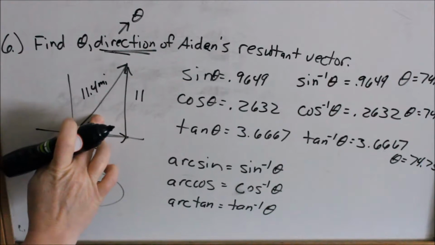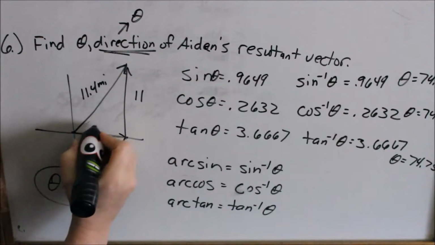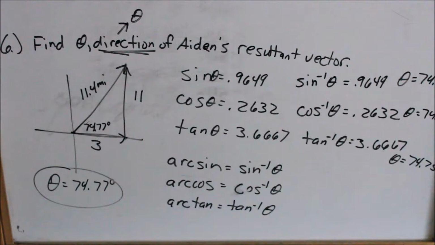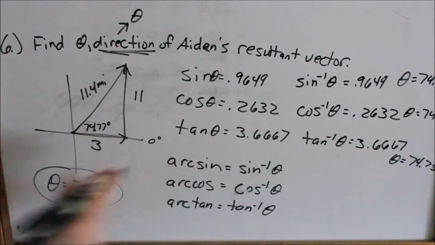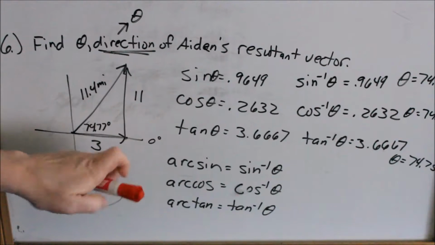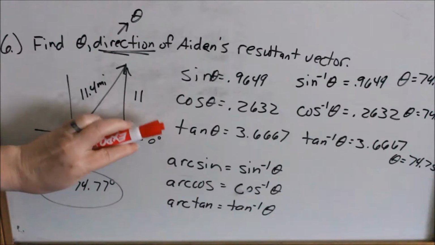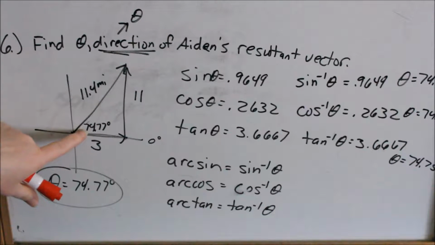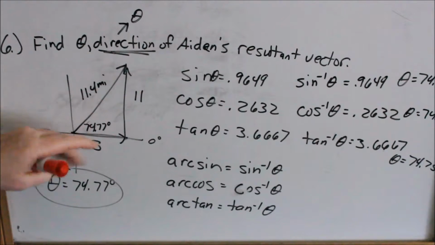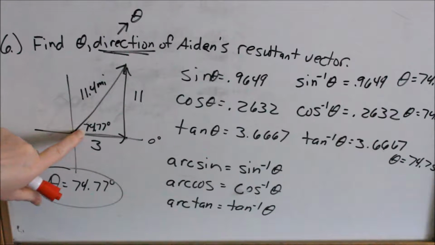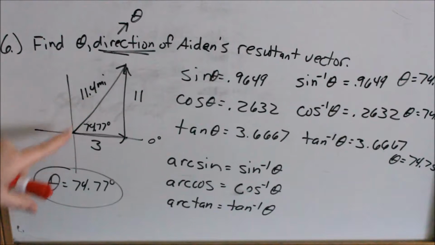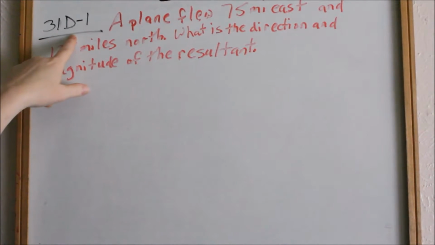What does that mean? That means that the direction that Aiden traveled was 74.77 degrees from 0. If I started here at 0, if I took this dry erase marker and rotated up 74.77 degrees, this angle is 74.77. She went at an angle of 74.77 degrees, and she went for 11.4 miles if she traveled along the hypotenuse. Alright, we're looking at 31D1.